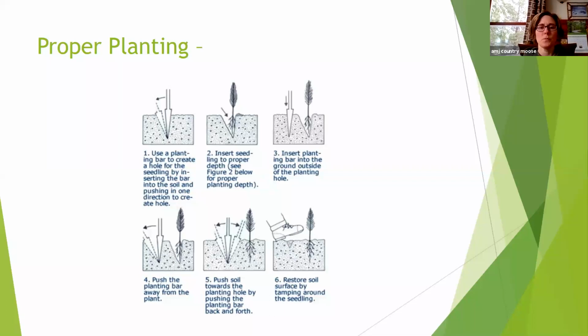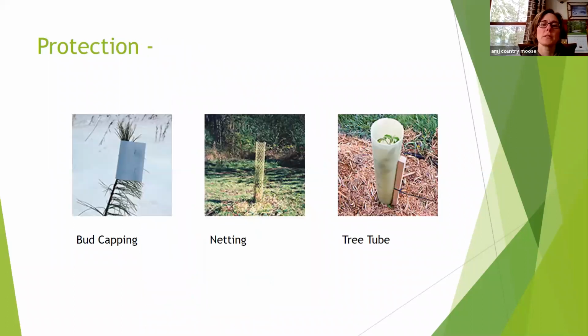So now that we've talked about proper planting, we want to talk about ways that we can protect our seedlings. We just spent a ton of time planting all these seedlings. We want to make sure that they survive. So here are some options of how to protect the seedlings. Earlier in the presentation, I said most of our conifers need to be protected and our oaks definitely need to be protected.